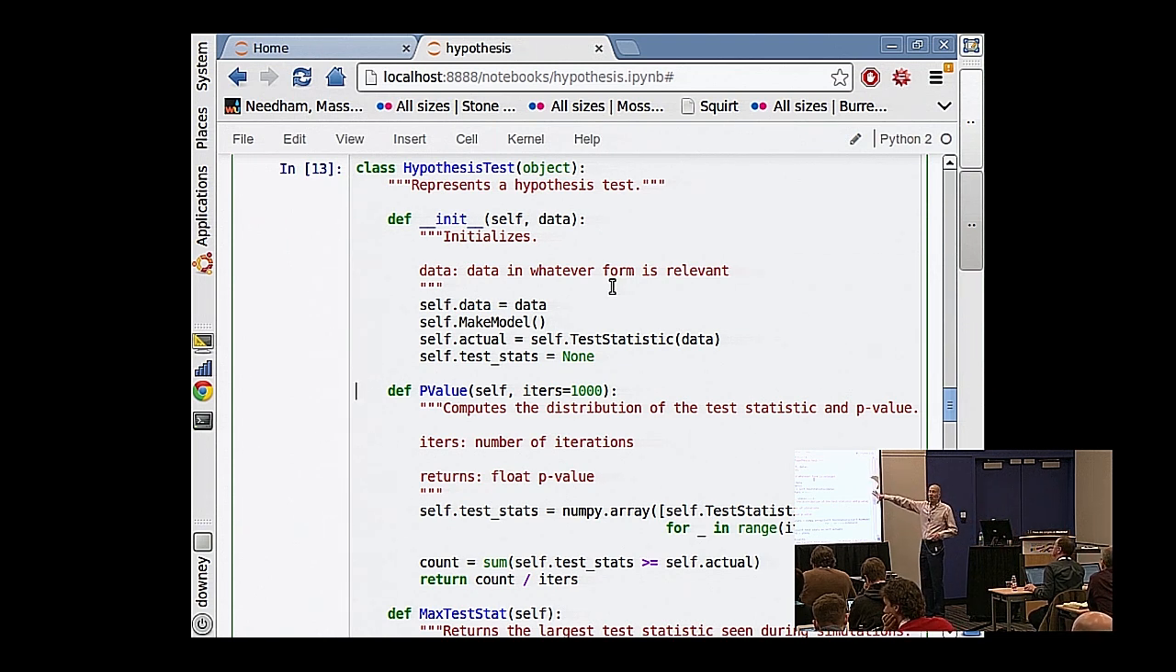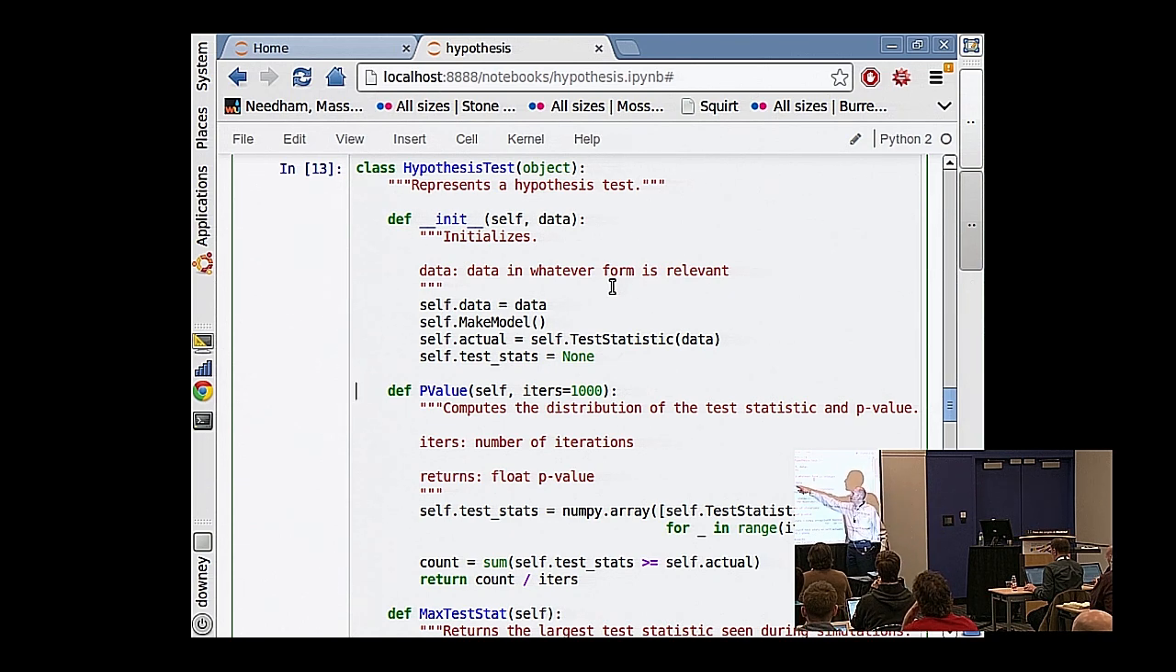So this is the hypothesis test class. It provides the framework for doing hypothesis tests. The structure is very similar to resampler. When you instantiate one of these objects, you provide the actual data that were observed, and the object is just going to take that data and tuck it away as an instance variable. We're going to use that for some of the other methods.